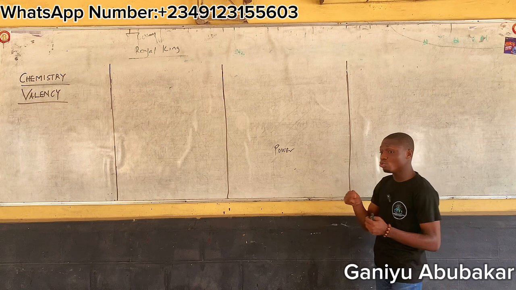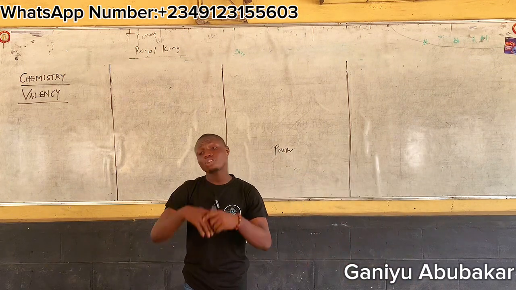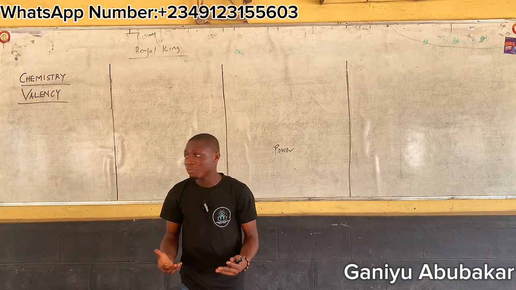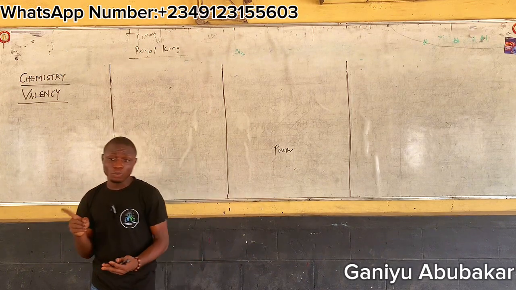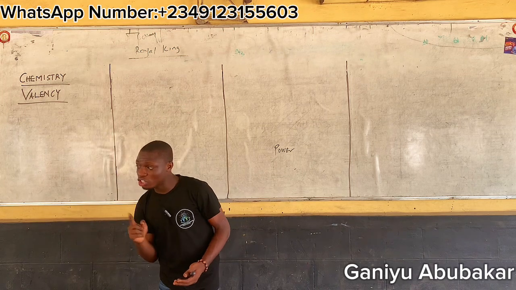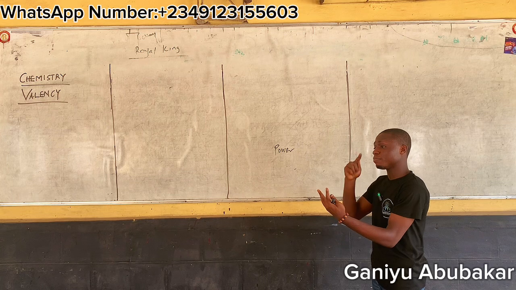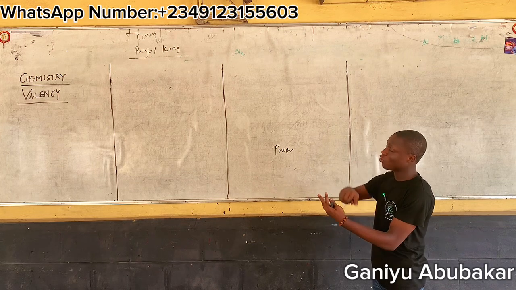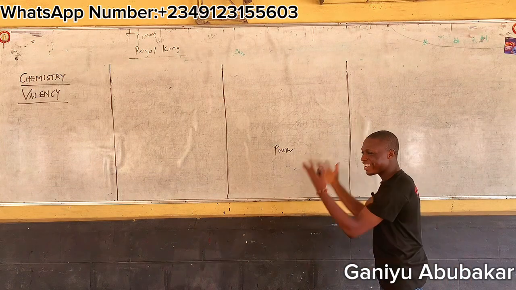We said for an atom to be stable, it is in 2 conditions. Either what? Duplex or what? Octet what? Configuration. So if I say configuration, what do I mean?